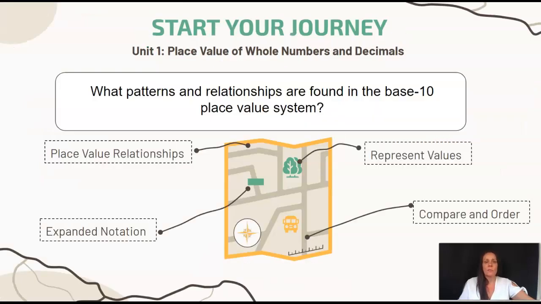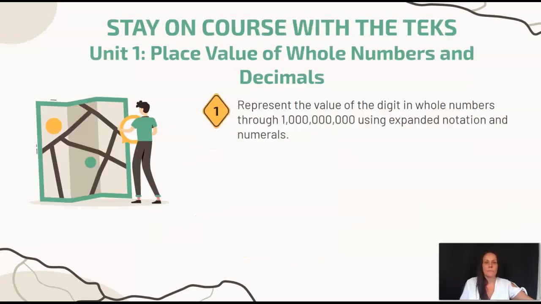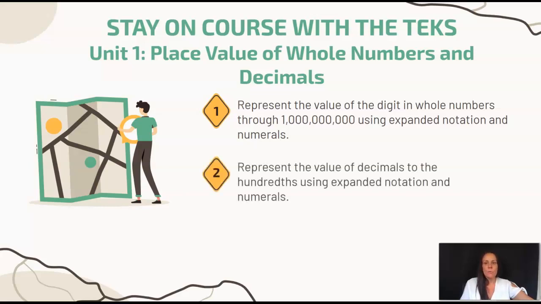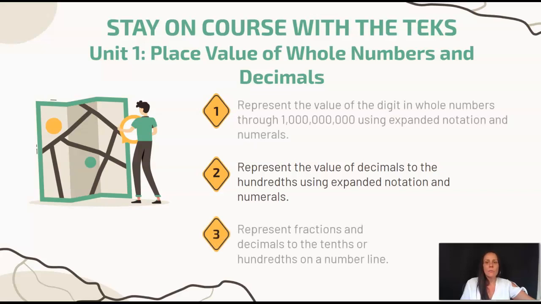Take a look at this question, and I want you to think about this and what your students need to learn. What relationships and patterns are found in base 10 place value system? There are 3 standards that I want to lift up for you today for this unit. The first one, they need to be able to represent the value of the digit and whole numbers through a billion using expanded notation. The second one, they need to be able to represent the value of decimals to the hundredths place using expanded notation and numerals. And then the third one is represent fractions and decimals to the tenths or hundredths place on a number line.